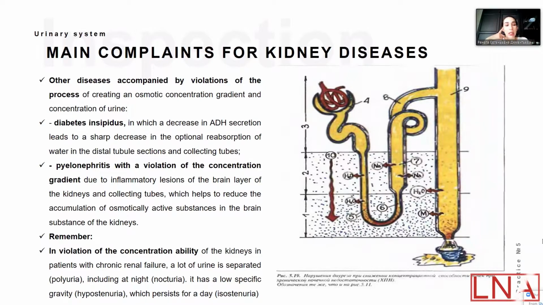So nocturia is higher diuresis during the night. Polyuria is an increase in the amount, the volume, of the diuresis. Hypostenuria is decreasing the density, and isostenuria is persistently decreased density of the urine during all day.